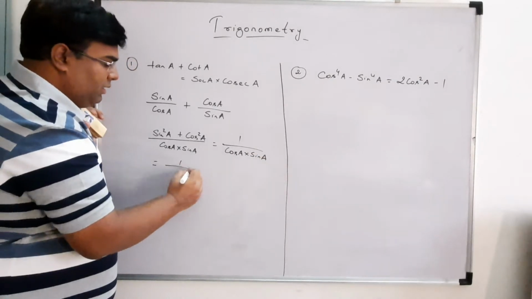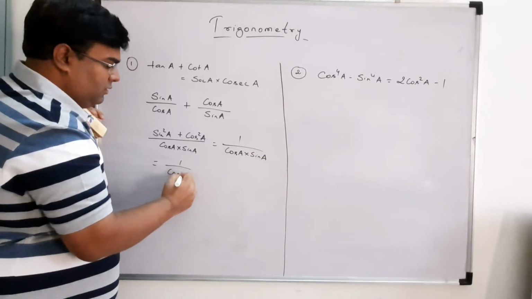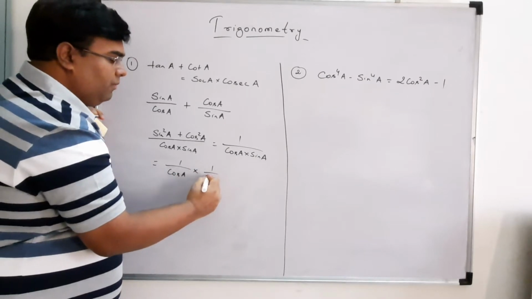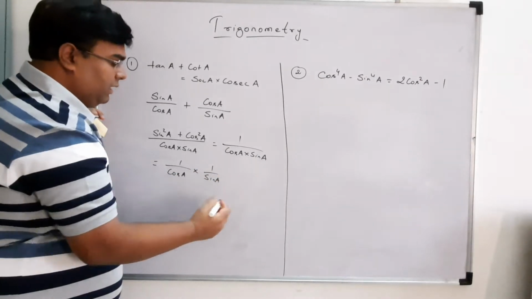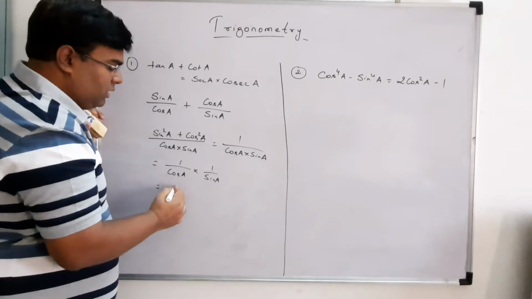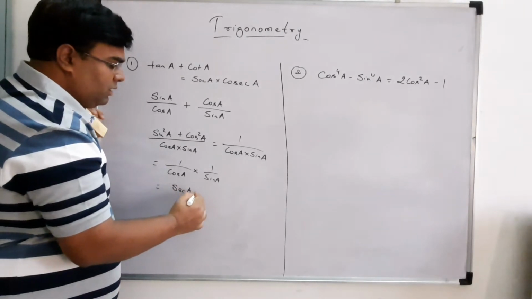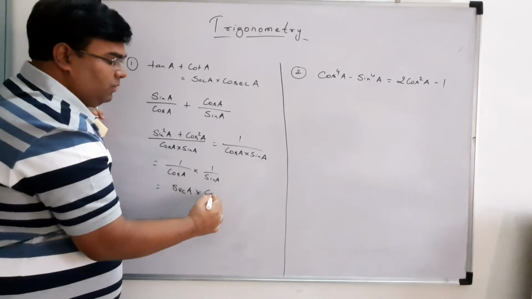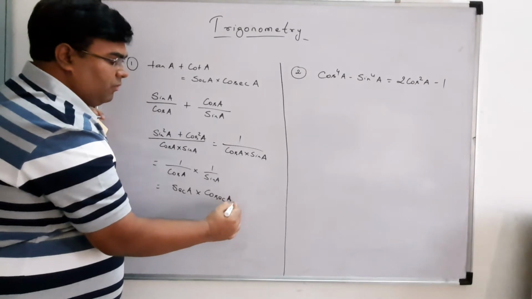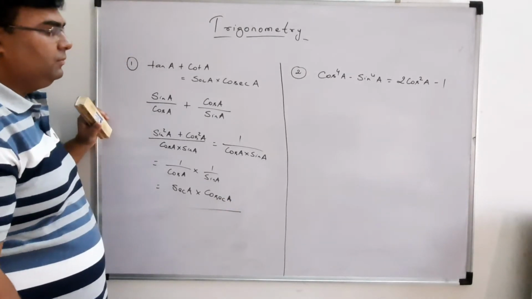We can separate this as 1 upon cos A into 1 upon sin A. It will give you 1 upon cos A, which is sec A, and 1 upon sin A, which is cosec A. Correct?